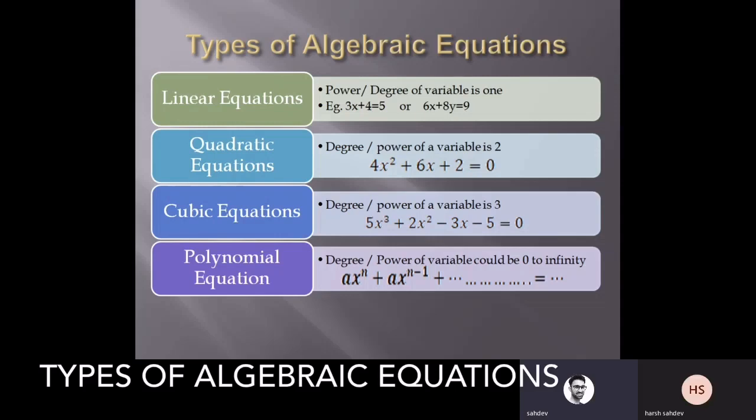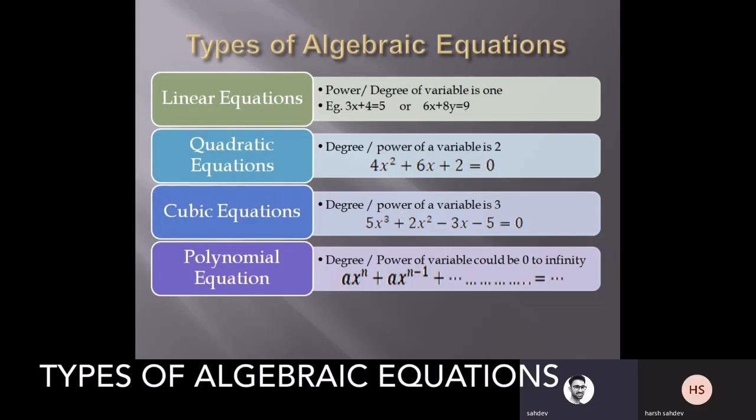On the other hand, we have the quadratic equation. When the maximum degree or power of a variable is 2, it becomes a quadratic equation. Let's see over here, 4x square. The power of the variable is 2, or we can say the degree of the variable is 2. If we remove the equals to sign from here, it becomes an expression also.